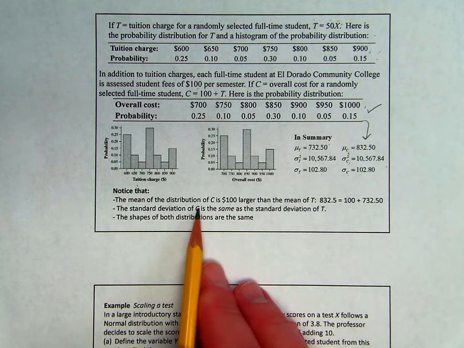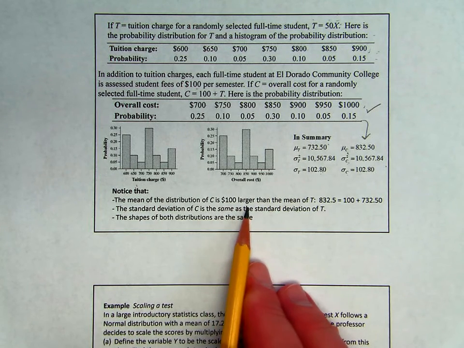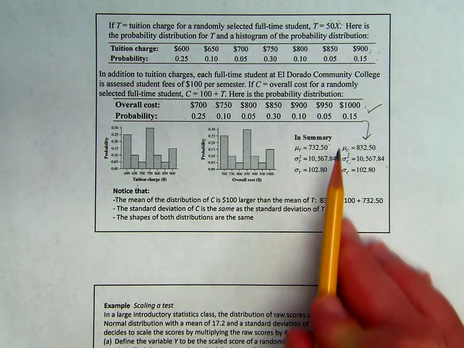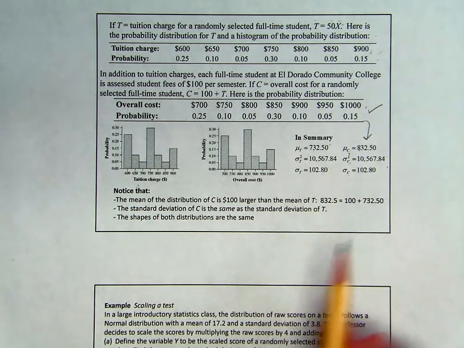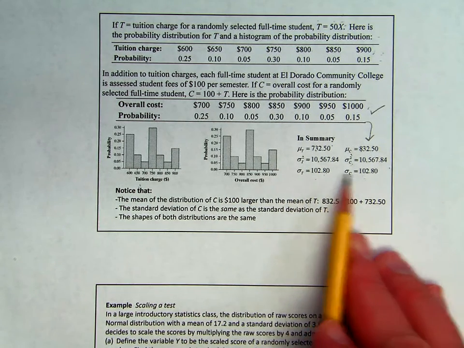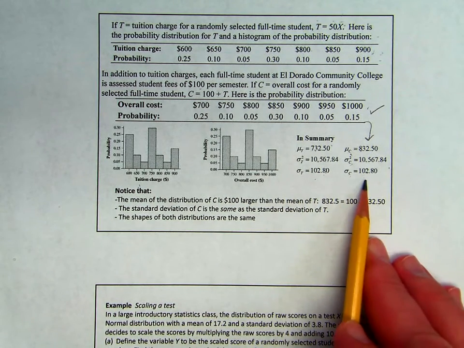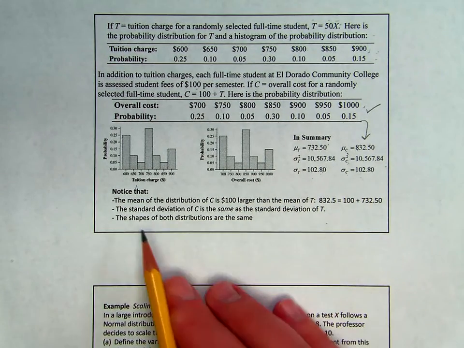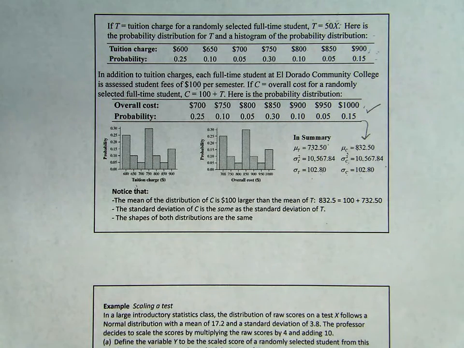The mean of distribution C is $100 larger than the mean. So that plus 100 goes here. The standard deviation is the same, there to there. If the standard deviation is the same, then the variance has to be the same. The shapes of both distributions are the same.